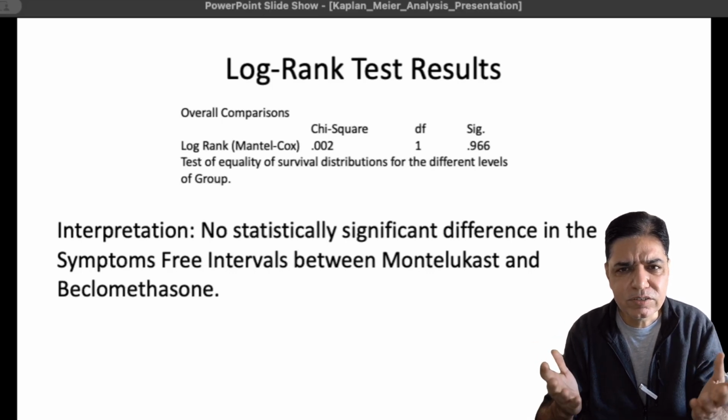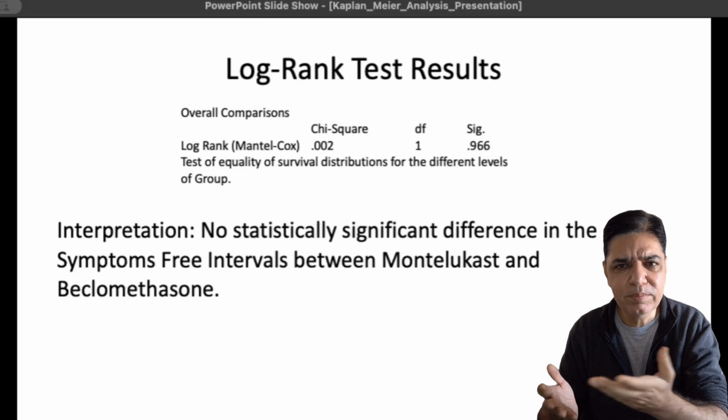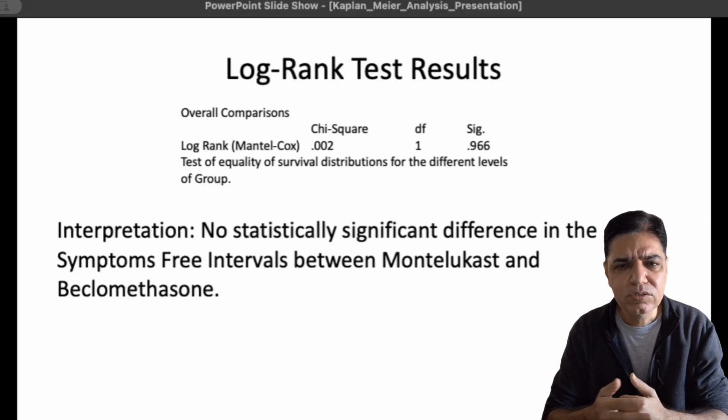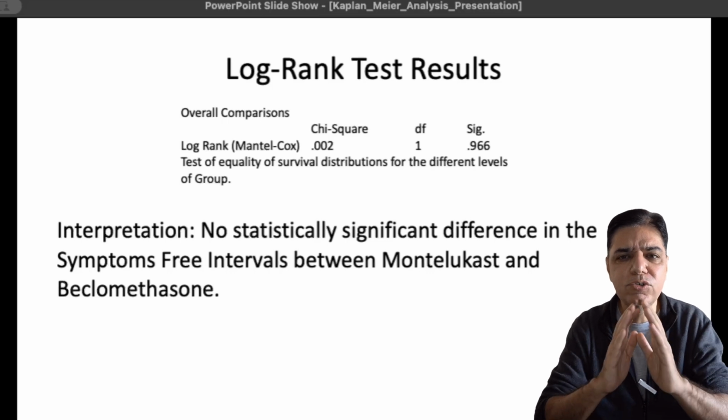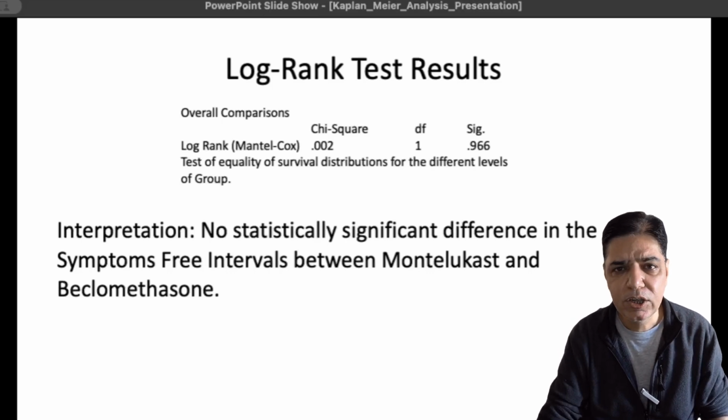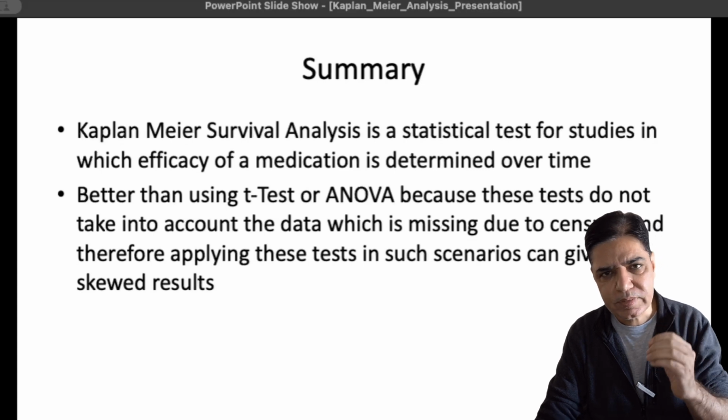It's just by chance. In your case, it is working better than the other. Maybe next time, beclomethasone works better than that. So there is no real difference between the two groups. And how do we know? By running the Kaplan Meier survival analysis.